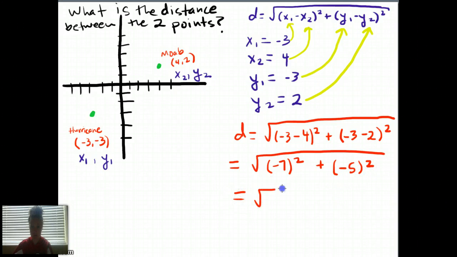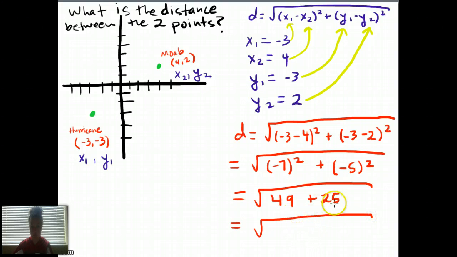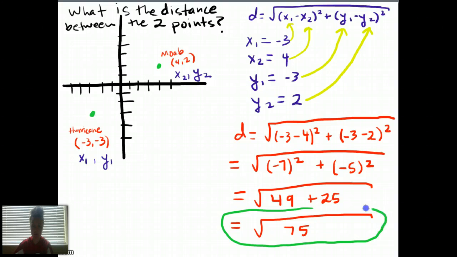This is going to be equal to the square root of negative 7 times negative 7 gives us a positive 49, and negative 5 times negative 5 gives us a positive 25. This is equal to the square root of 49 plus 25, which is going to be equal to, let's see, 75. So our final answer here is the square root of 75. That's the distance between the 2 points, between Hurricane and Moab.